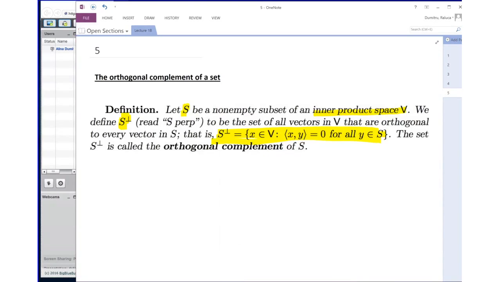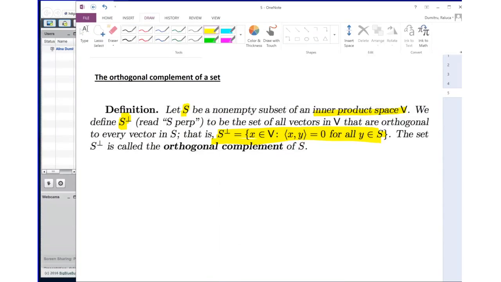Think about it. Think about R3, the XY plane and the Z axis, right? That Z-axis is perpendicular to anything in the XY plane, correct? So that Z-axis is the orthogonal complement of the XY plane. It's perpendicular to anything in there. Make sense? That's how it's abstractly defined in general. So you need all the vectors in your vector space perpendicular to anything.